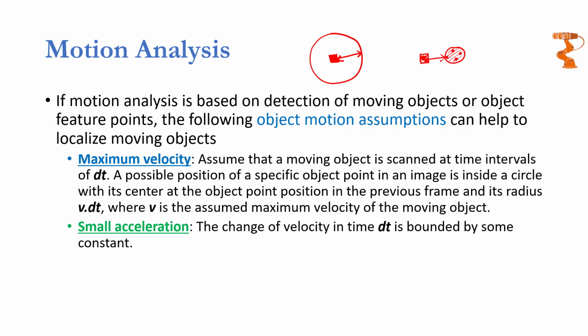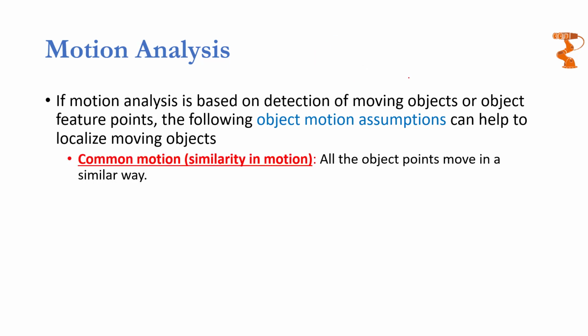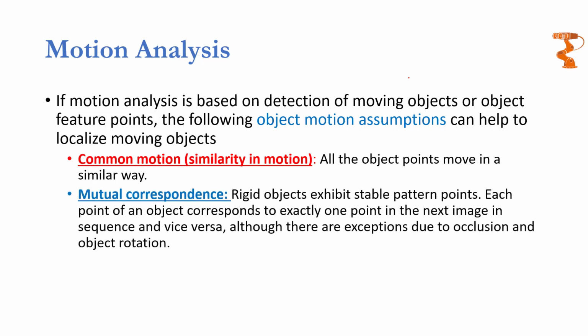Apart from assumptions related to velocity and acceleration, a common motion assumption is also considered, which states that all points making up an object move in a similar fashion. So tracking a single feature point can be replicated to track other feature points in the object. Furthermore, the assumption of mutual correspondence allows us to track complete rigid bodies by tracking points on them and utilizing the fact that other parts will exhibit a stable pattern of movement.